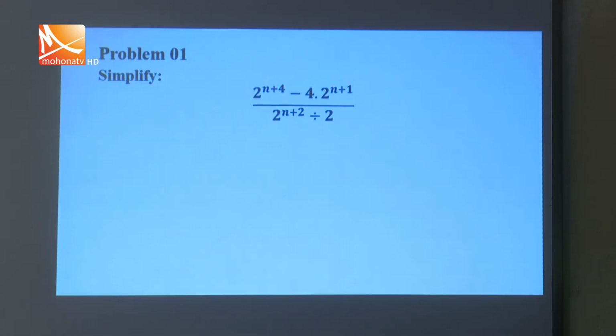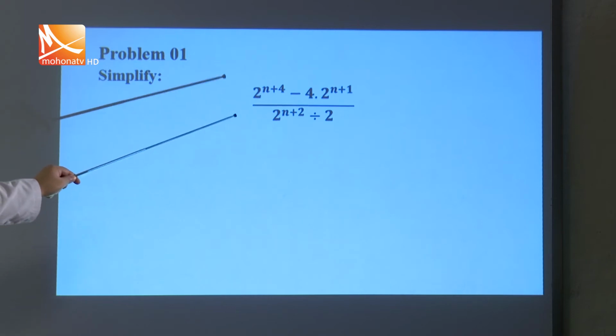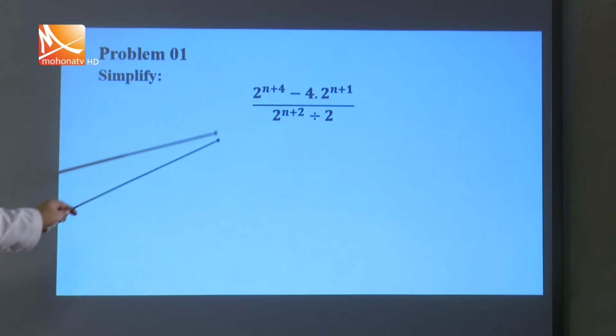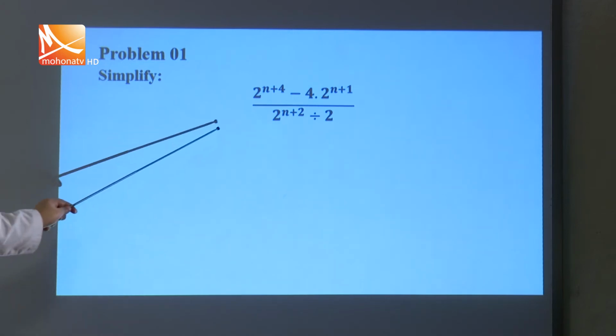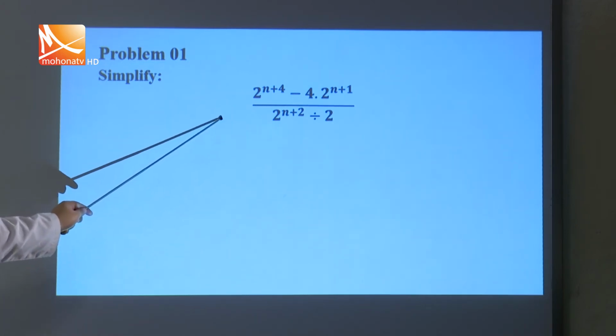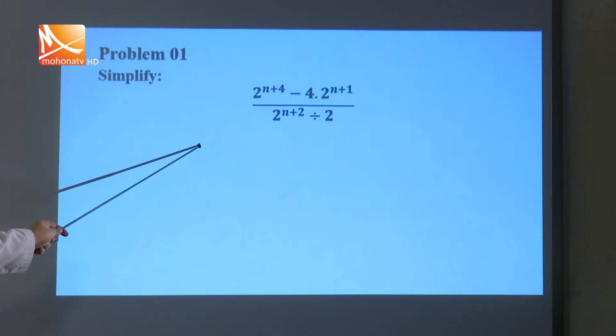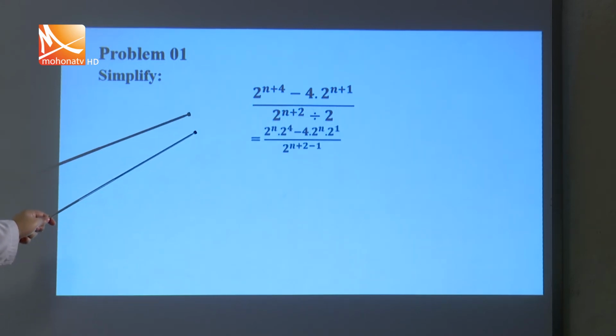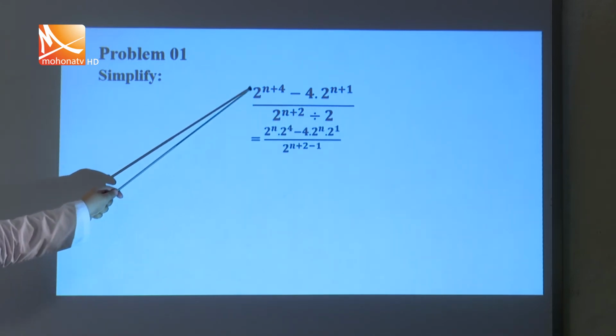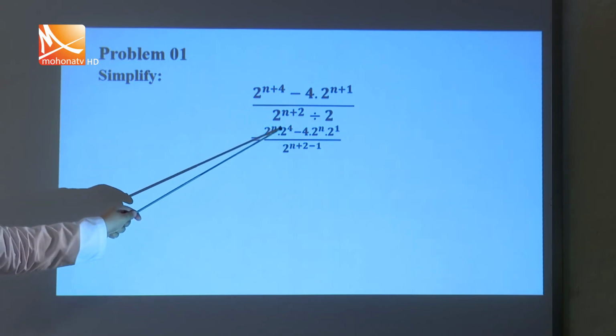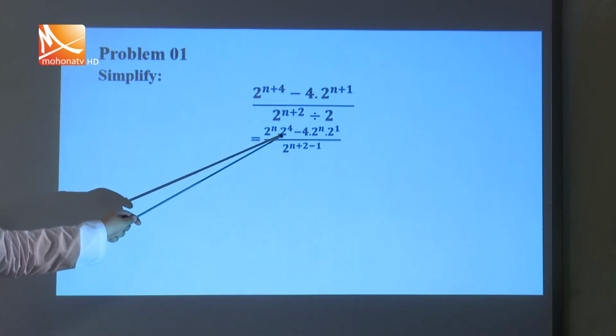Let us see a problem like (2 to the power n plus 4 minus 4 into 2 to the power n plus 1) divided by (2 to the power n plus 2 divided by 2). You can solve this simply using laws of exponents. In our second line, we have 2 to the power n into 2 to the power 4. How have we used them?